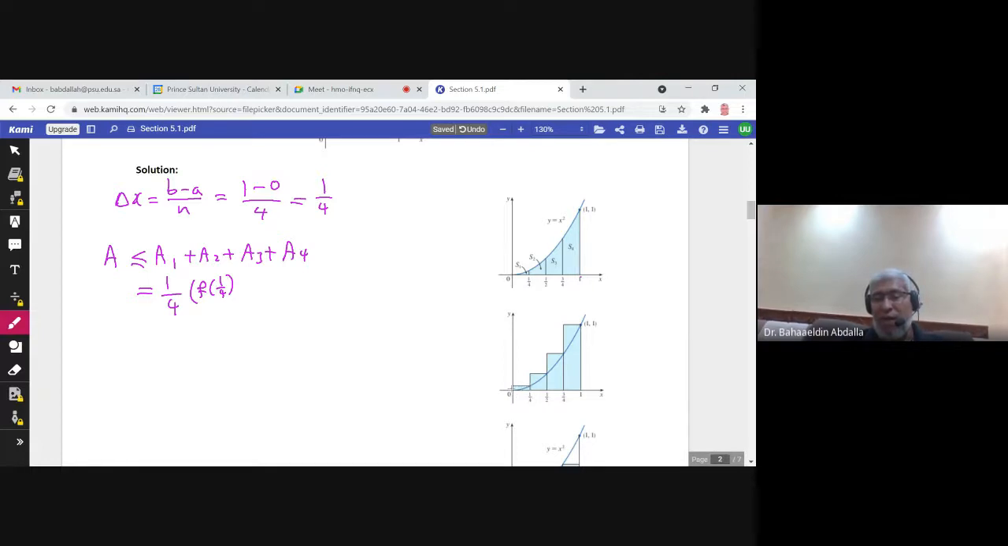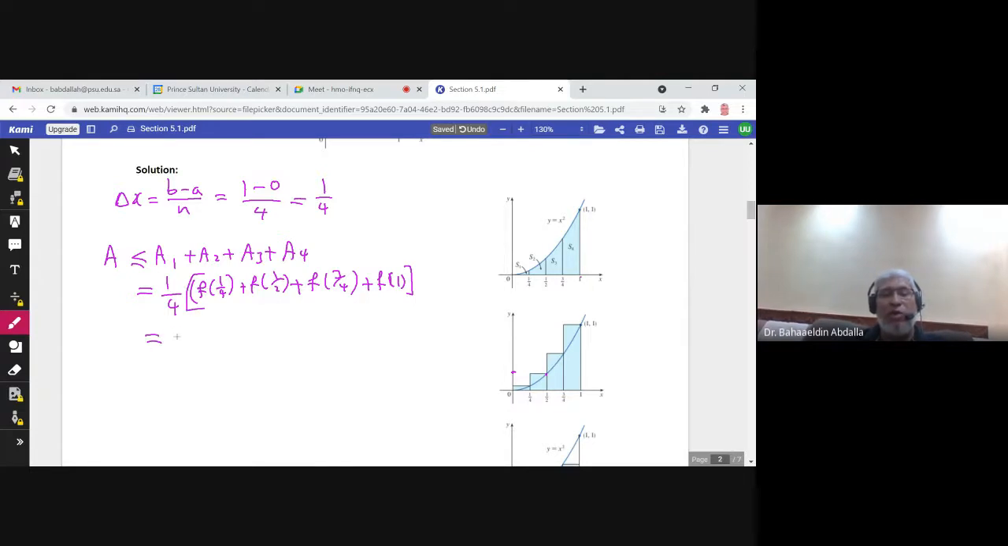This height is f of 1 over 4 plus f of half. Okay, this is f of half. This point here, you can find it here. This is f of half plus f of 3 over 4 plus f of 1, which is 1. So we know that the height here is 1 because f of 1 is 1.